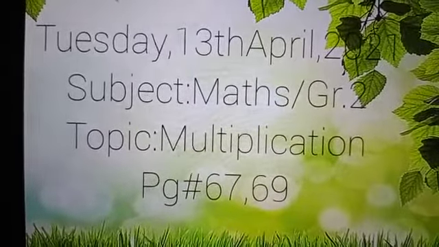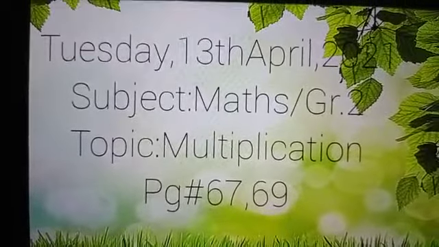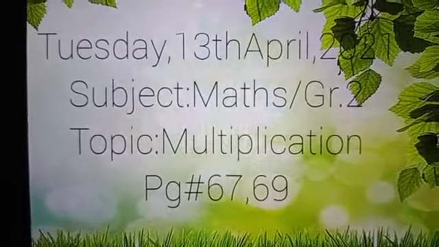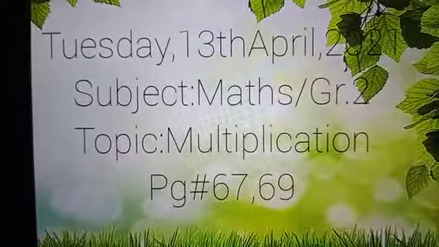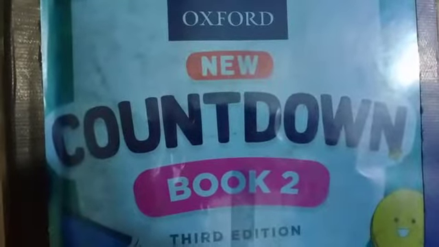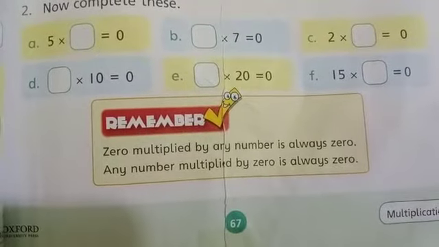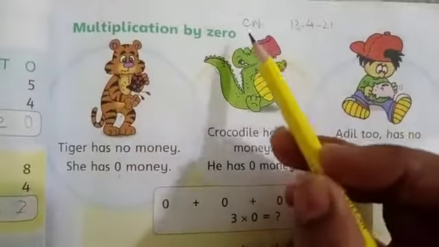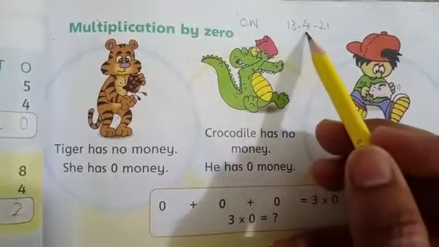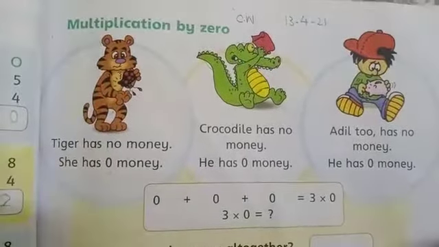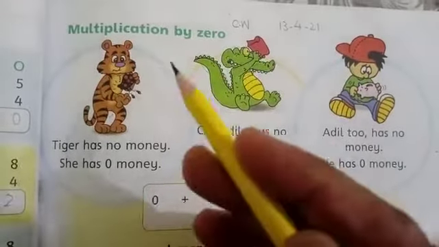It's your maths period and today our topic is multiplication. So open page number 67 of Countdown. Students, open your Countdown books. Open page number 67 of Countdown. First of all, write here classwork and the date, that is 13th April 2021. Topic is multiplication by 0.